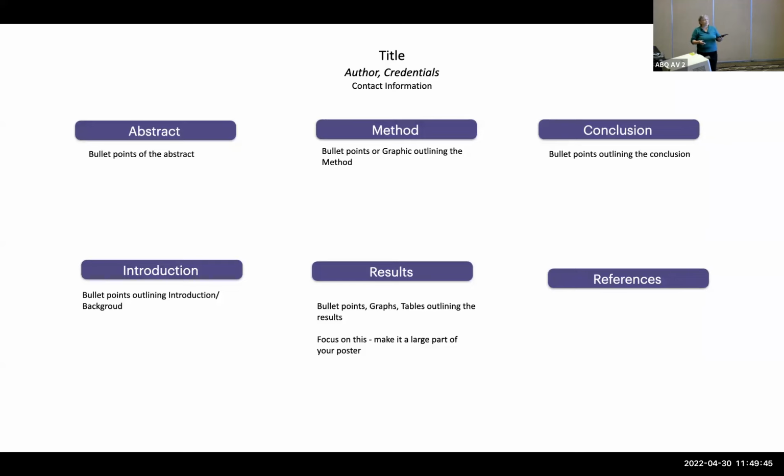And then your results, again, you can use some bullet points, graphs and tables that outline the results, but this should be really the main point of your poster. What did you find? They want to know, hey, was it real? And then conclusion, what did you conclude about it? Again, bullet points. And then you can include references, but if the other sections take up so much information, you don't have to include the references. You can have it as a handout. You can put a reference list and have it as a QR code, so then they can view it that way, which is kind of nice.